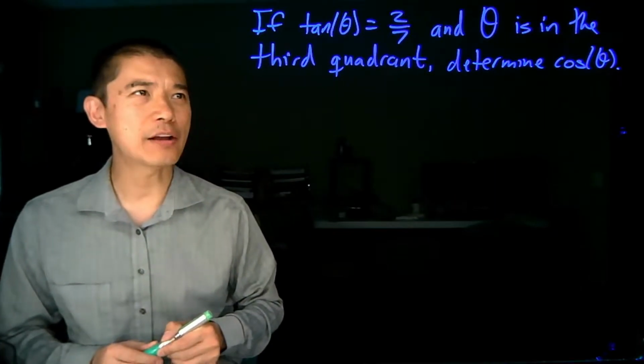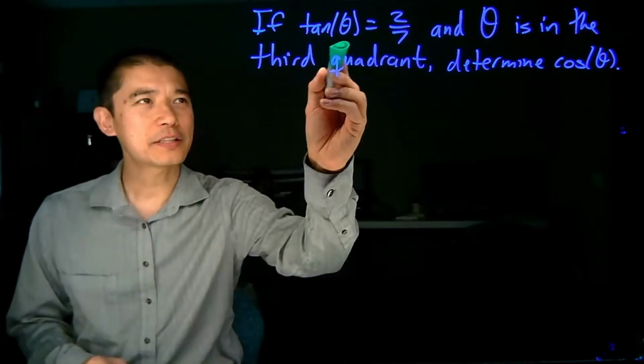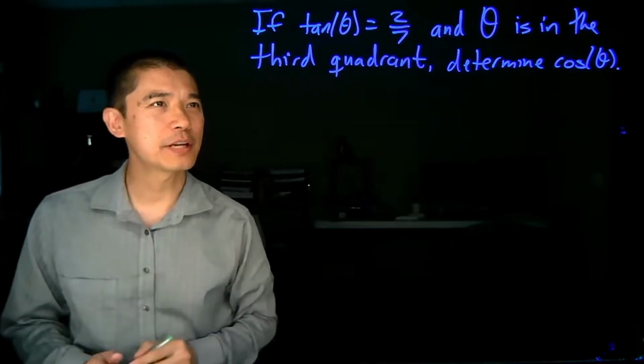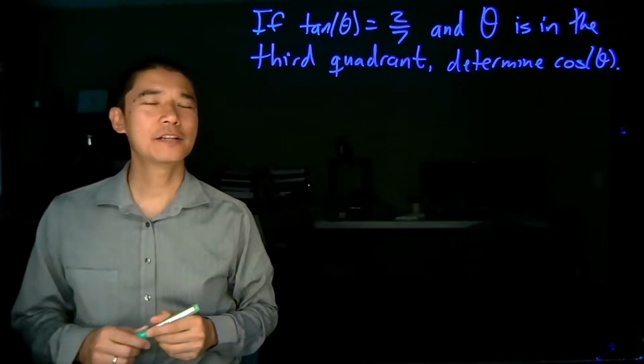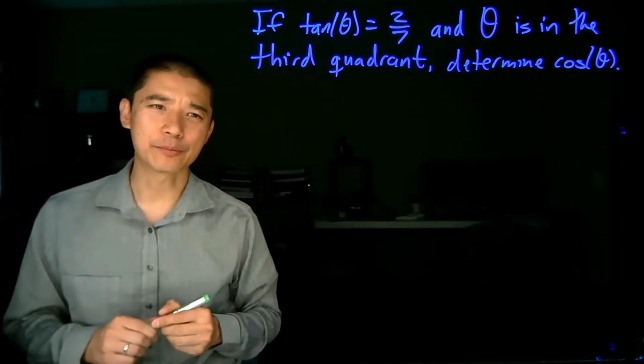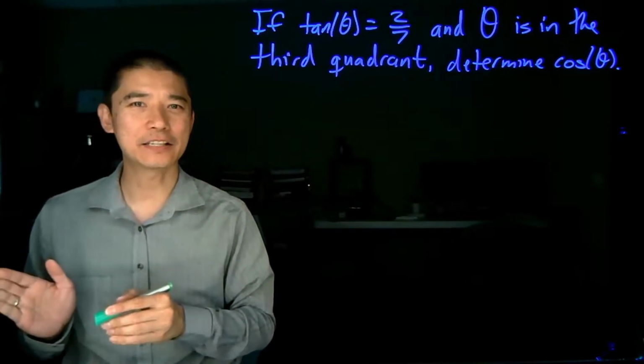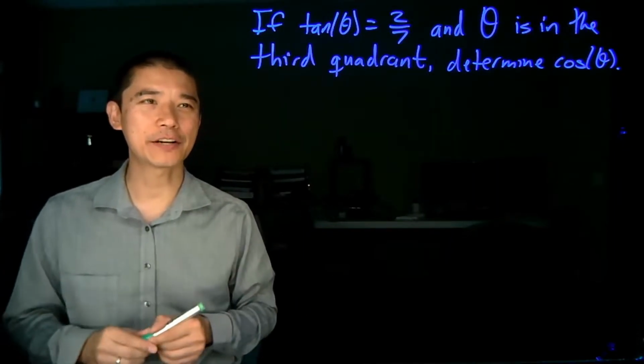Let's start off with the algebraic approach. Tangent theta is equal to 2/7. Theta is in the third quadrant, determine cosine theta. So what does it mean to use an algebraic approach? It means that we're going to look at the identities and make substitutions to try to calculate the values.